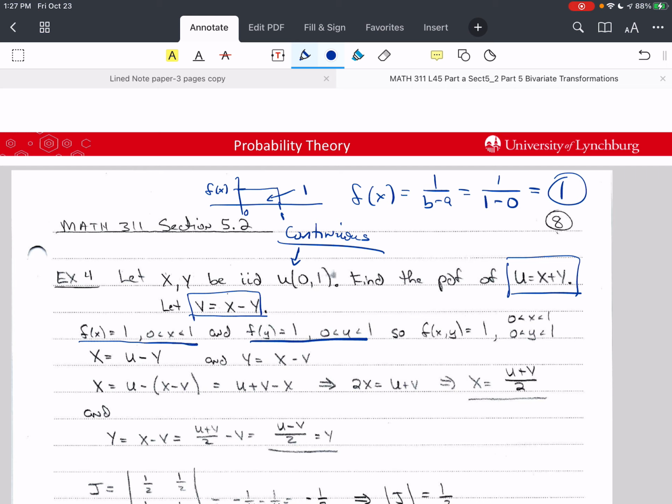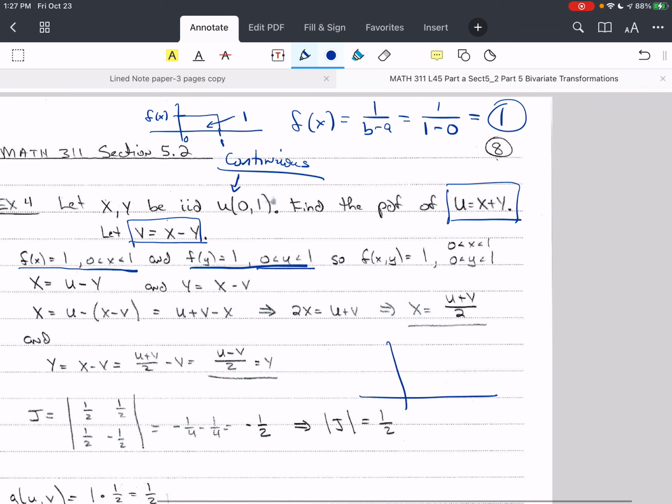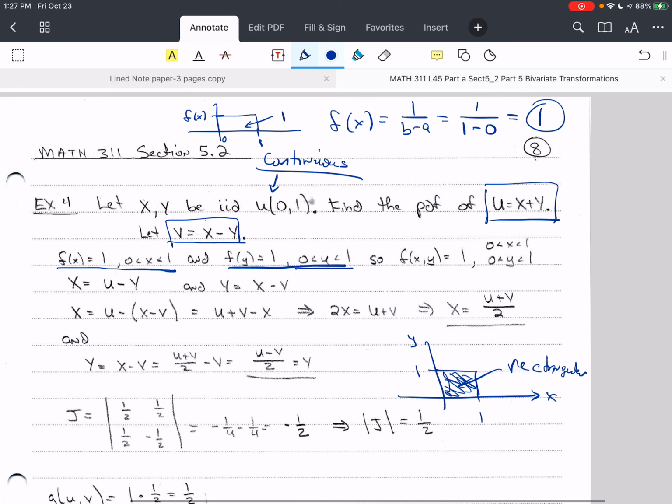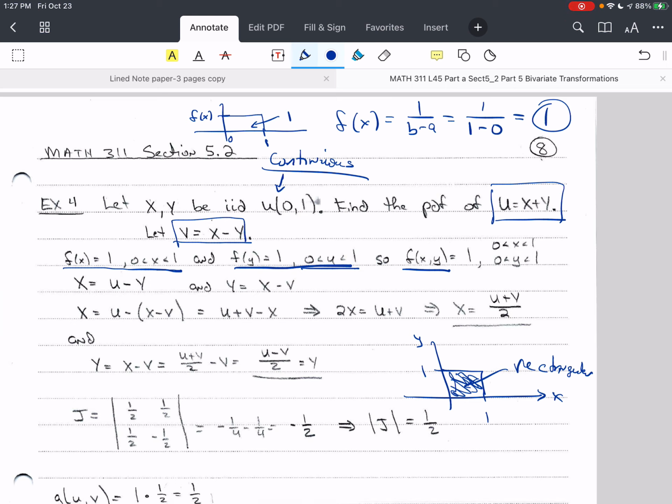And so x is between 0 and 1, y is between 0 and 1. We have a rectangular joint range of x and y, a rectangular space. Okay? So f of x y, since they're independent, is just the marginal of x times the marginal of y, which are both 1, so I end up with 1, and the joint range of x and y is x between 0 and 1, y between 0 and 1, again, this rectangle that I've shaded down here.